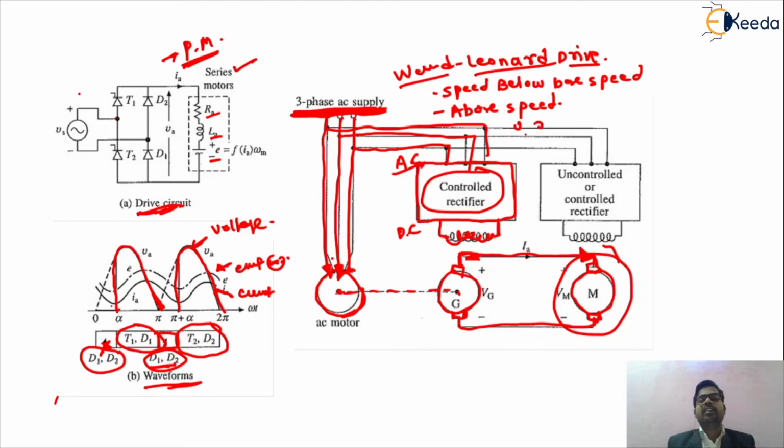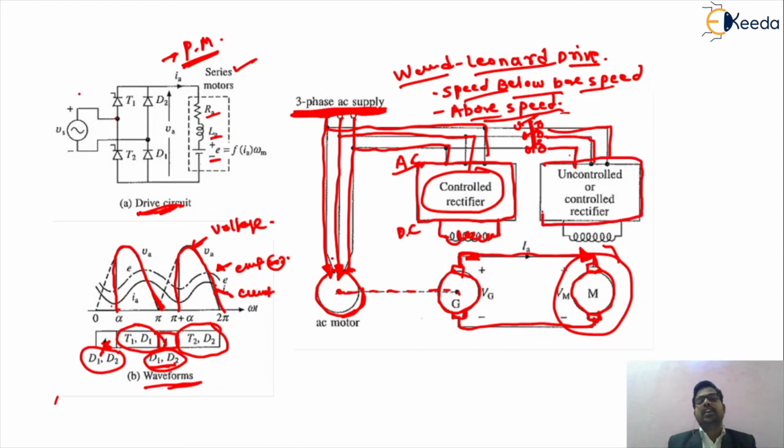Suppose you want speed control of the drive above the base speed; then we use a changeover switch. As seen, if you want speed control above the base speed, we prefer the method called field flux control. While getting speed control above the base speed, we again have to give the AC supply to the controlled or uncontrolled rectifier.